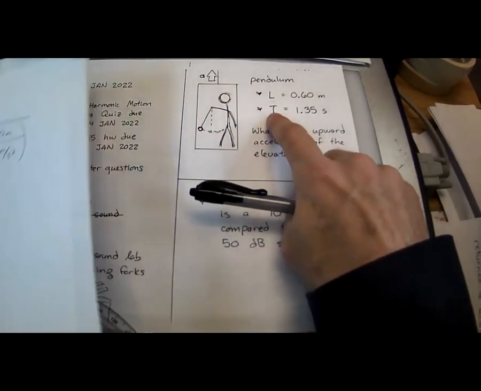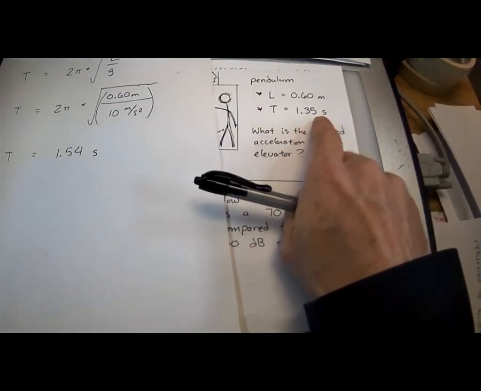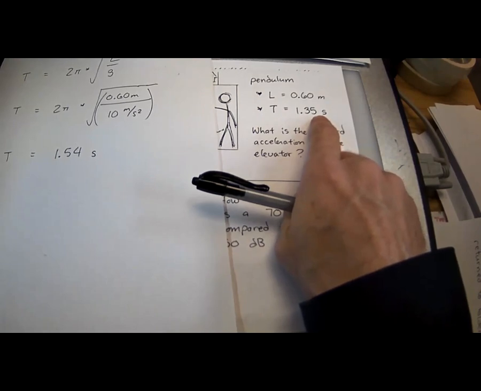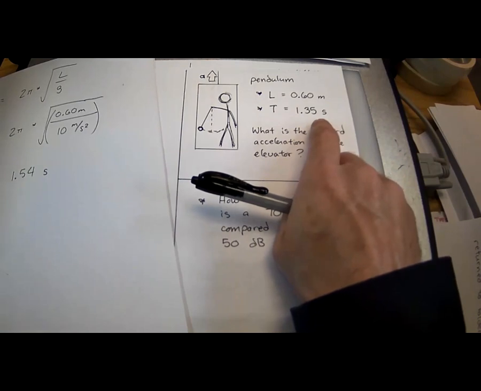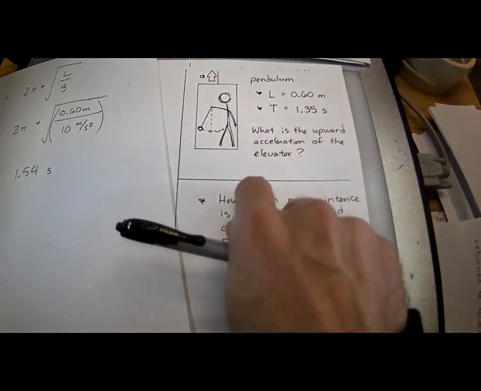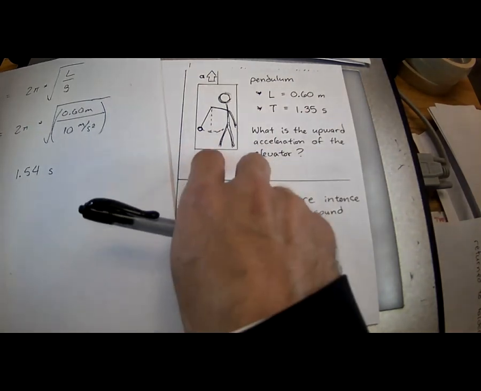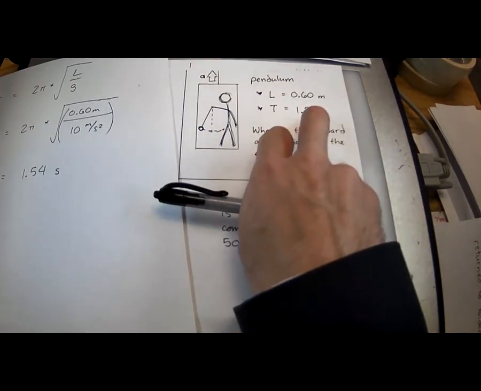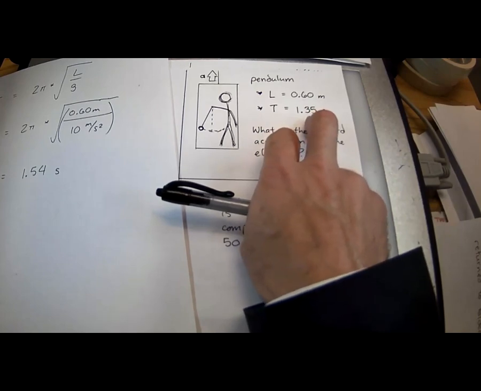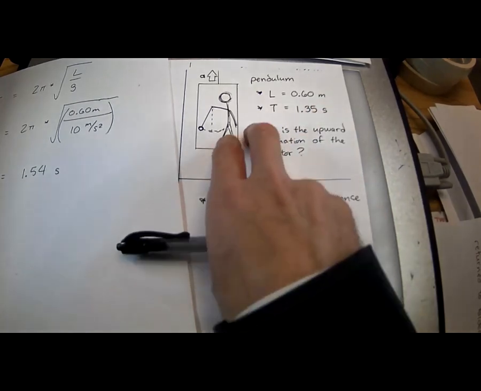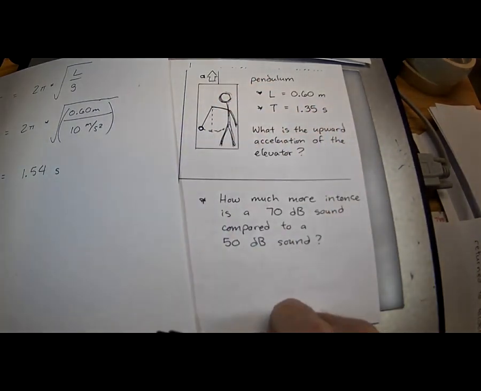I said time period is 1.35 seconds. Yeah, that looks like a swing back and forth too fast, right? That's too small a time period. Almost like gravity's been altered. Hey, this guy's in an elevator, isn't he? Guys, which way? The fact that time period is too small. Which way is this elevator accelerating? Is it accelerating up or accelerating down?